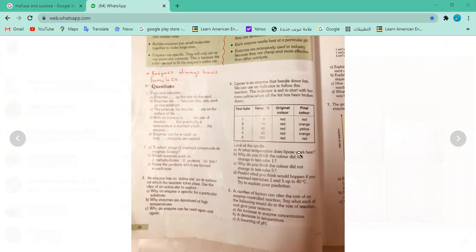The number of factors can alter the rate of an enzyme controlled reaction. Say what each of the following would do to the rate of reaction and give your reasons. A, explanation. Increase in enzyme concentration.